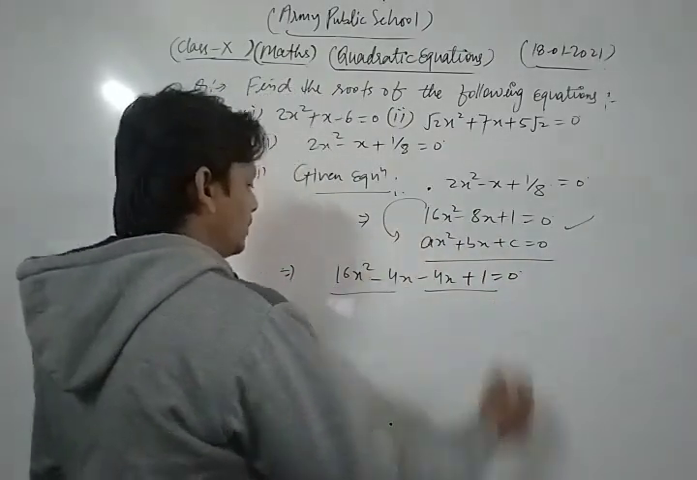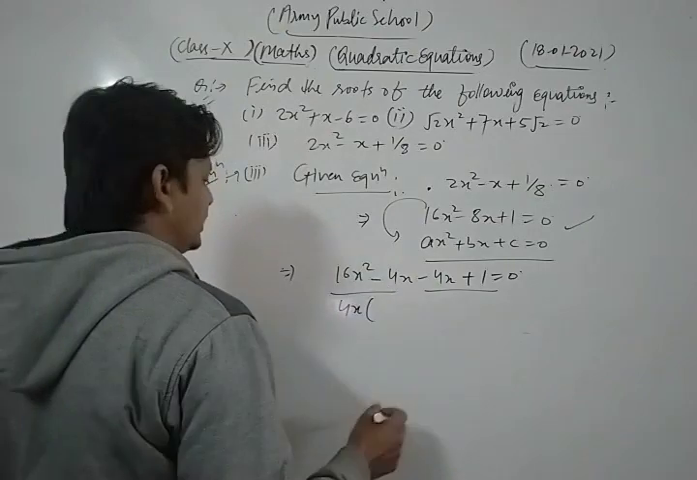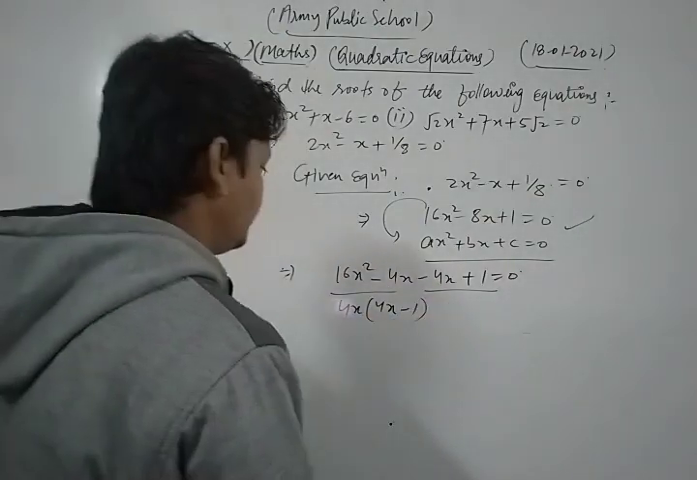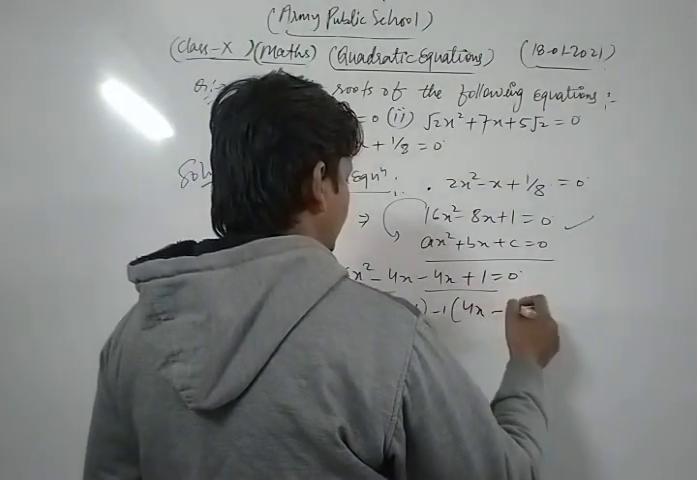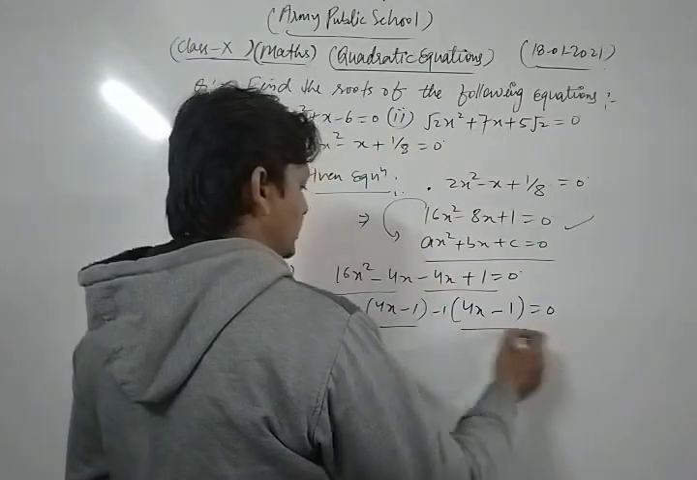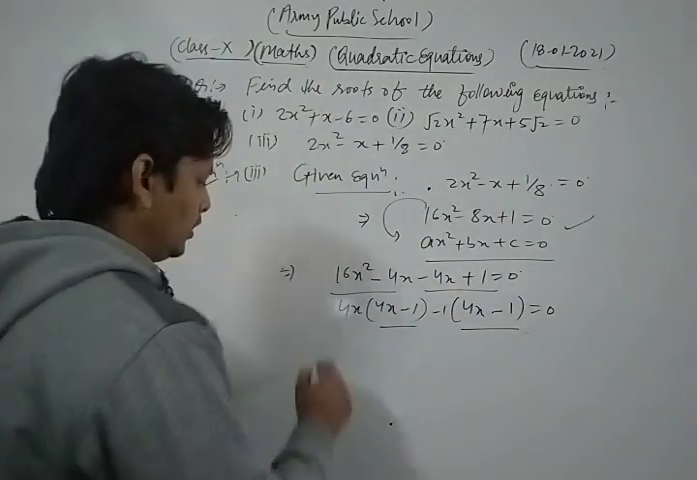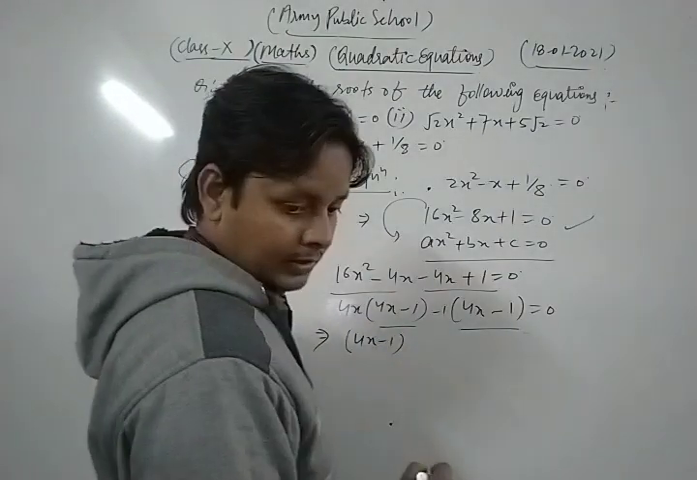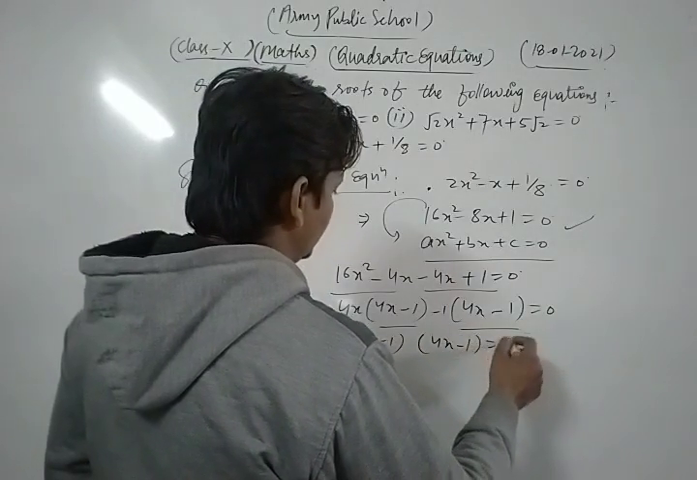Now we form the pairs. From the first pair we take 4x as common, so we get 4x into (4x minus 1). Now from the second pair we take minus 1 as common, so we write minus 1 into (4x minus 1) is equal to 0. This is the same value, so we take 4x minus 1 as common, and in the next bracket we get 4x minus 1 is equal to 0.